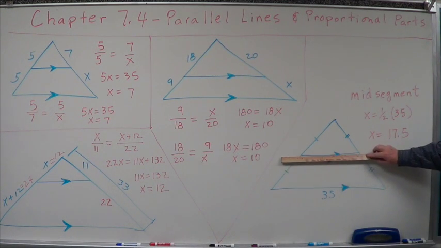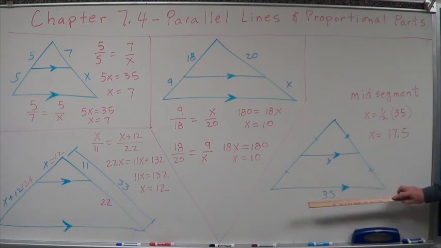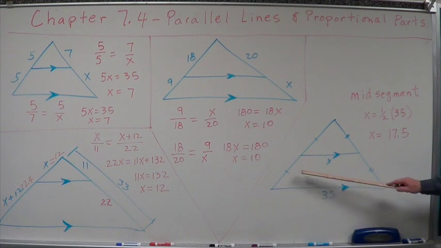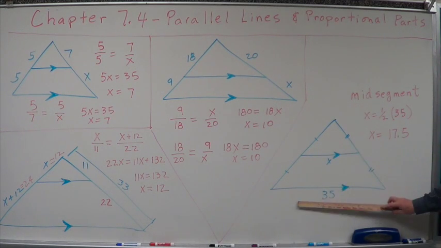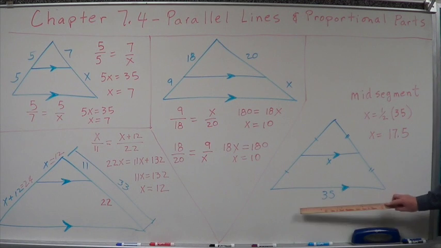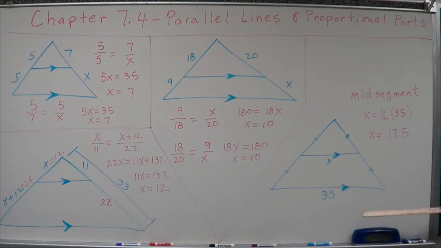Okay? So we know that this piece that is parallel to this side, because it's a mid-segment, is going to be 1/2 of the side it's parallel to. If this is 35, then we know x is going to be 1/2 of that. x is simply 17. Pardon me, 17 1/2.